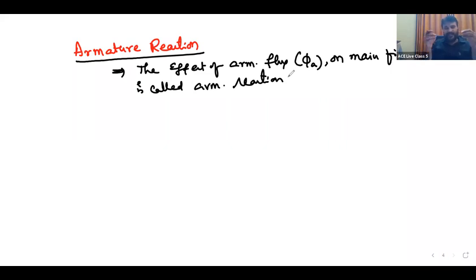If both armature flux and main flux are aiding, that is said to be magnetization. If two fluxes are opposing, it is demagnetization. Perpendicular is called cross magnetization. But whether it is magnetization or demagnetization depends on the power factor of the load. Armature reaction also depends on the magnitude of the load. These things, again, we are going to see.